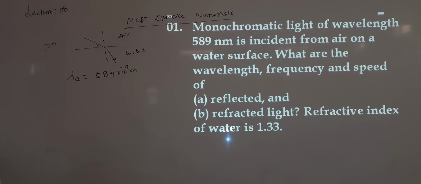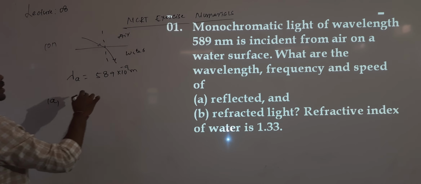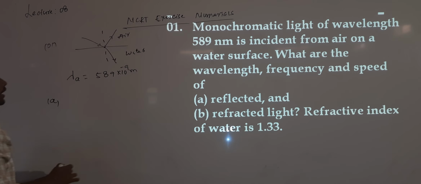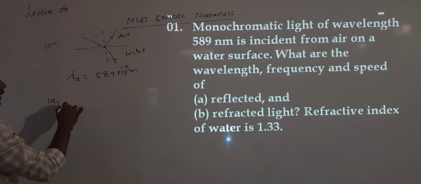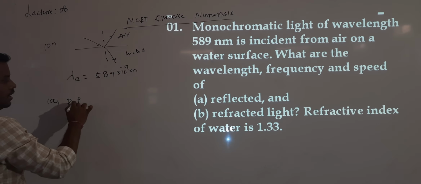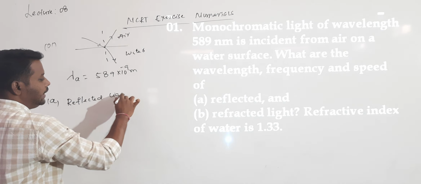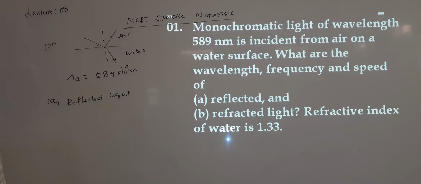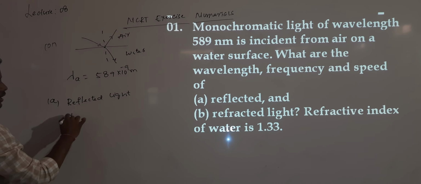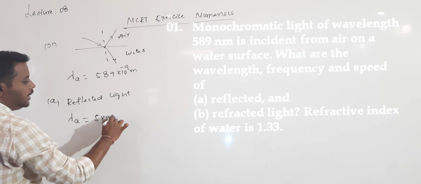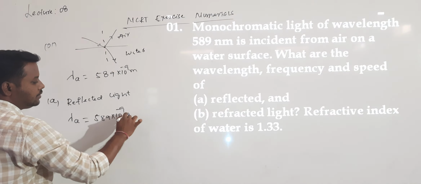What are the wavelength, frequency and speed of the reflected and refracted light? Actually, whenever a light ray is incident, some part of the light will be reflected and some part will be refracted. So first, for the reflected light: where will the reflected light be? In air only. So the wavelength value is the same, which is 589 into 10 power minus 9 meters.